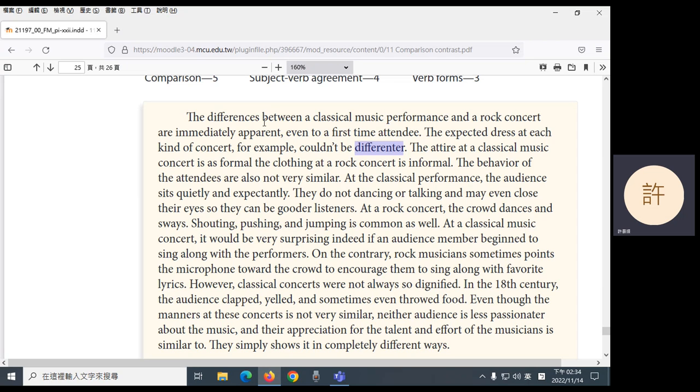The differences between. So the question is, how many differences are there, right? Is there one difference or many differences? Okay, so what do you think is the one difference? So maybe there's more than one difference. So in this case, is this correct? It's correct. Okay, did you find anything else?